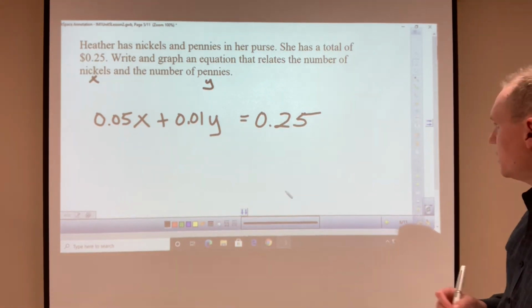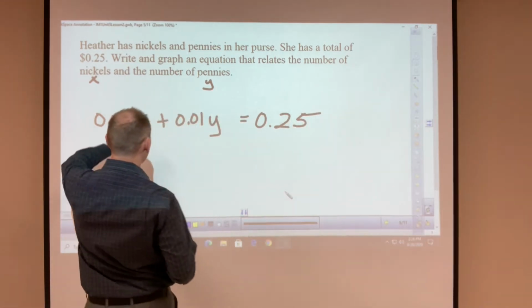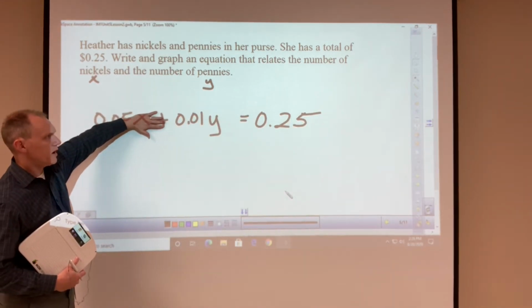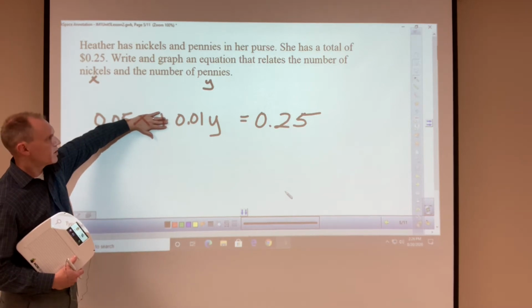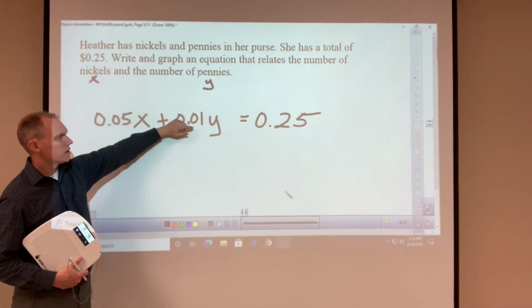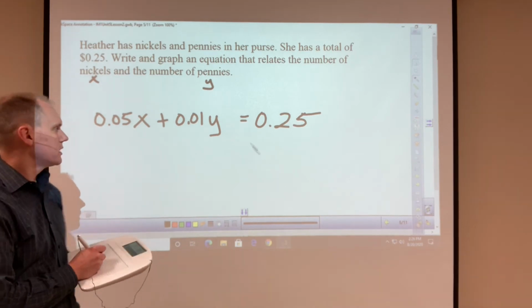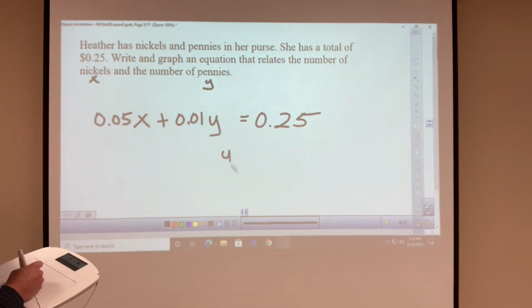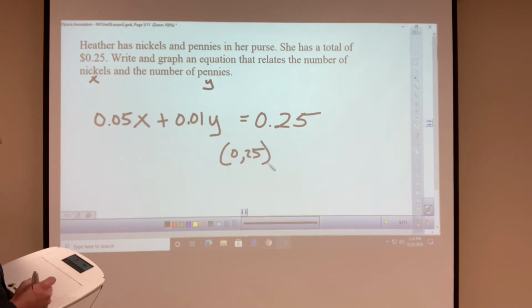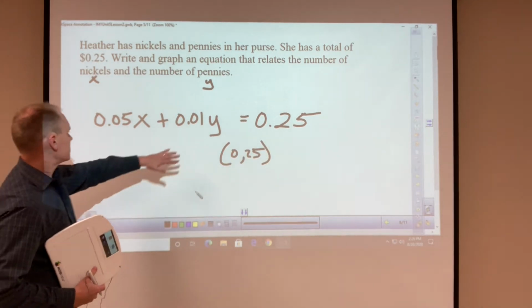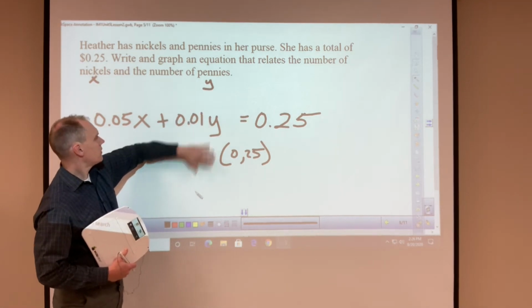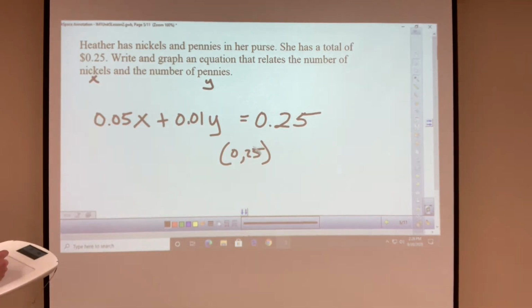So if we go to graph this, well, let's see. If we divide 0.25 by 0.01, that's 1/100th, we get 25. So we're going to get a y-intercept of 25. So let's just go 0, 25. Whereas the x-intercept is going to be 5, since 0.25 divided by 0.05 is 5. So 5, 0.